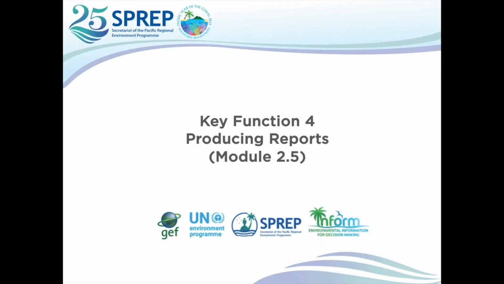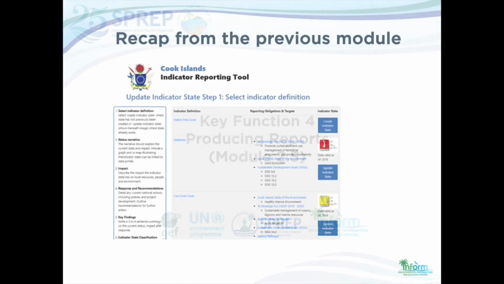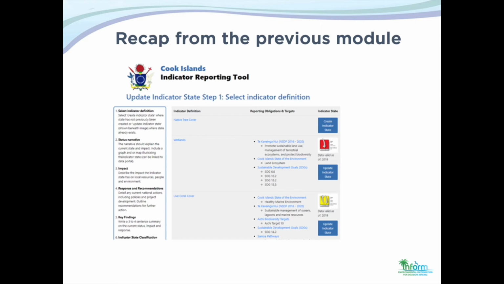On this last module, you will learn the key function to produce reports. From the previous module, you learned that an indicator state details the state of the environment in relation to a predefined indicator and also tells us what is happening in the environment. And you also went through the 7 steps process in the indicator reporting tool to guide you in the process of updating the state of a particular indicator.